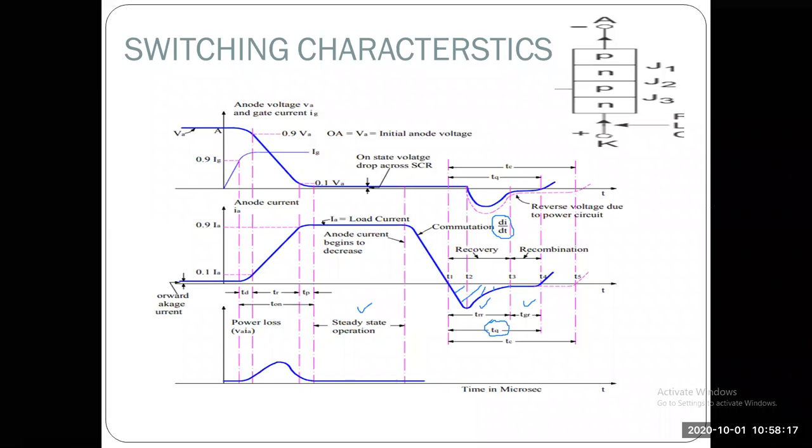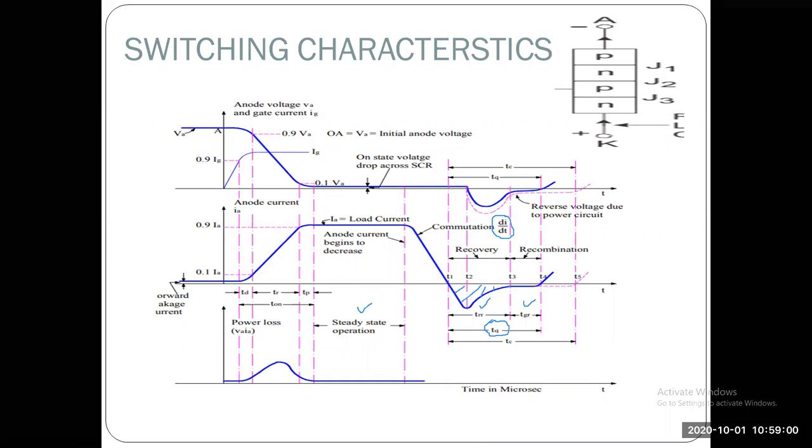And during the recombination process, the remaining excess charges which are present in the inner layer, inner layer meaning the J2 junction, will vanish. The outer layer junctions have excess charge carriers. Those excess charge carriers are removed during the recovery process, and the remaining excess charge carriers in the J2 junction, that is the inner layer, are also removed during the recombination process.